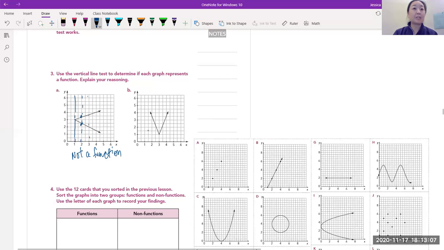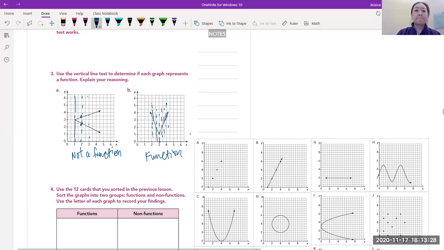Now it's the same kind of shape, but instead of this way, it's this way. Does it cross more than once at any given time? If you're drawing these vertical lines here, nope, it only crosses at one point at any given time. So this one definitely is a function.